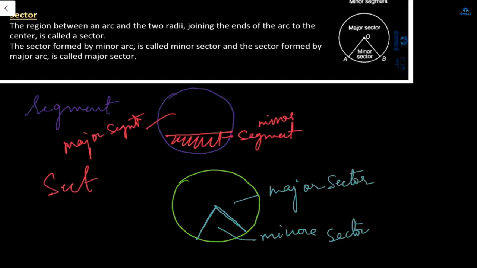Ma'am, how will we recognize whether it's a sector or a segment? In a segment, the area between the chord and the arc is called the segment. Now if you see, a sector has no chord. These are two radii. The area between the two radii and the arc is called the sector. When the area between a chord and an arc is asked, then it will be a segment.